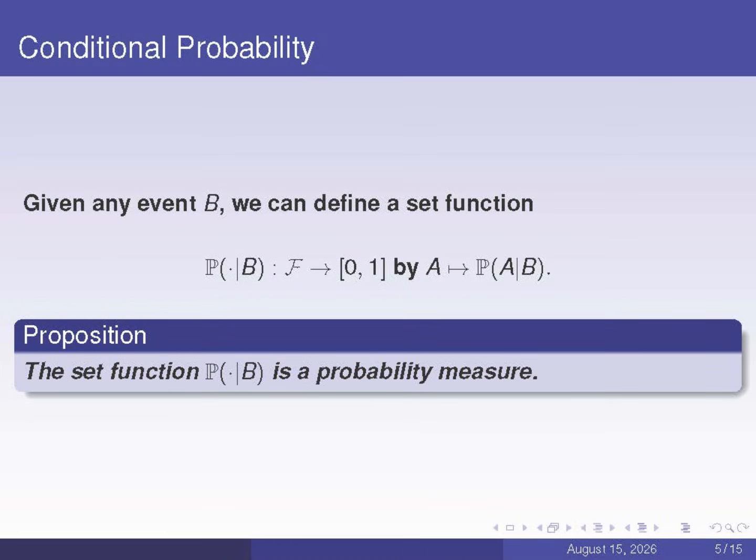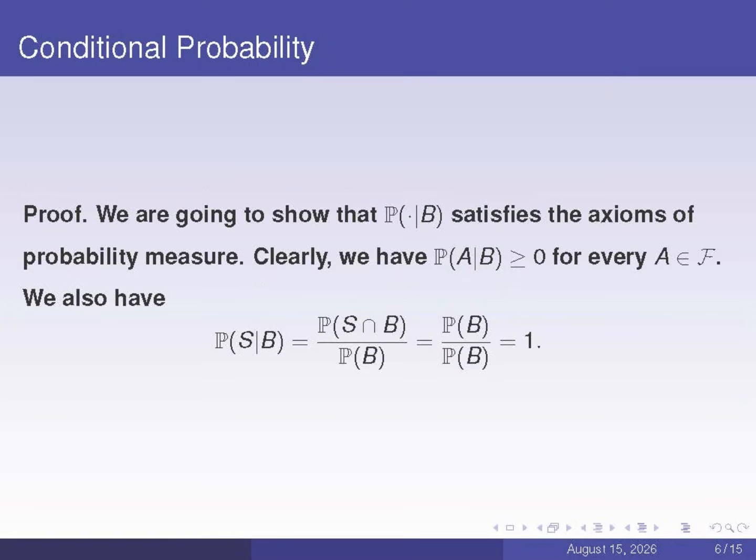Given any event B, we can define a set function as shown in the second line. We can prove that the set function defined via conditional probability remains a probability measure. The proof is as follows. We aim to prove that the set function conditioned on B satisfies the 3 axioms of a probability measure. First, the first condition that P of A given B is non-negative is straightforward to see. Since the probability of any event is non-negative, both the numerator and denominator in the conditional probability expression are non-negative.